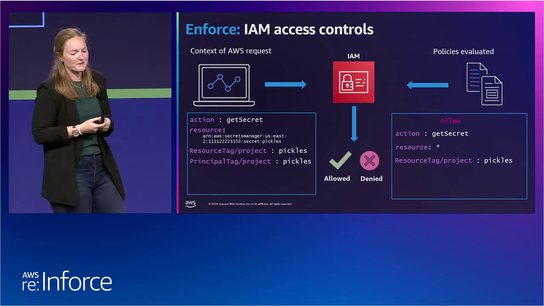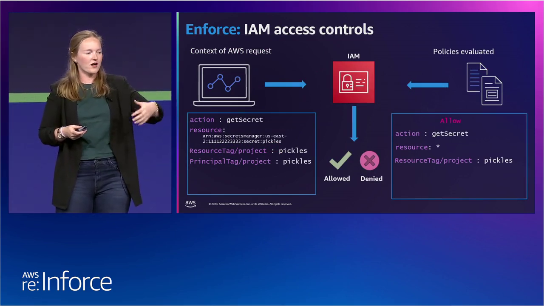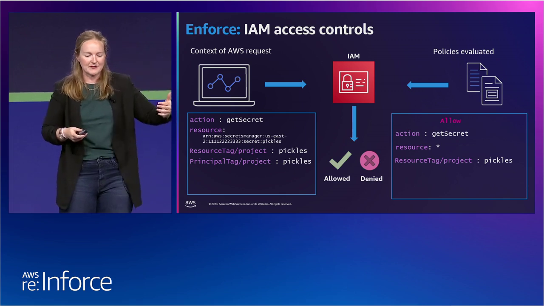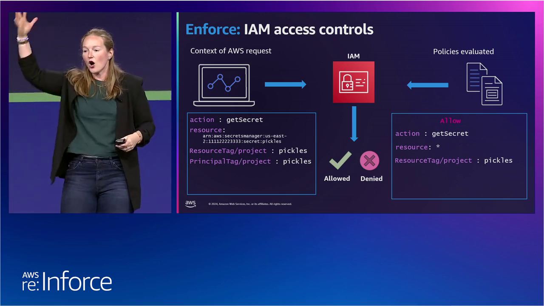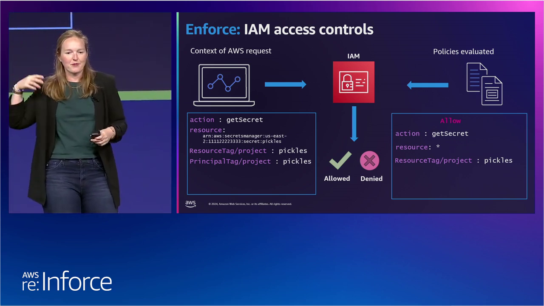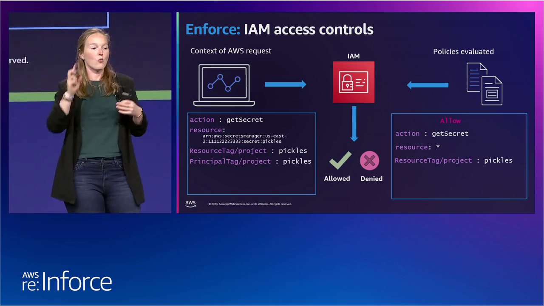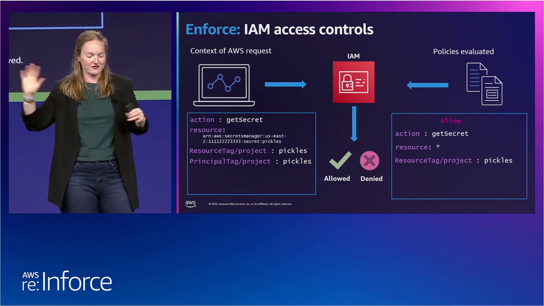So this is how the enforcement happens. We talk about that context. I introduced it before. You have get secret. You have the specific secret. All the tags. The principal may have tags. All of the policies: SCPs, permission boundaries, identity policies, resource-based policies. One answer: allowed or denied. There's no middle zone, allowed or denied.